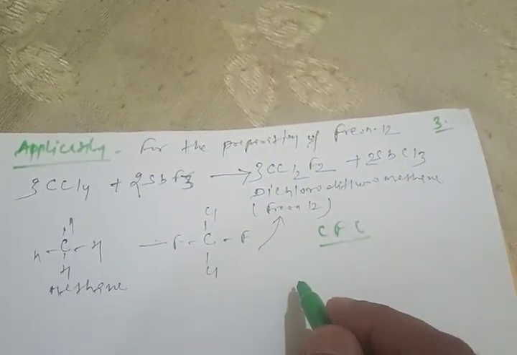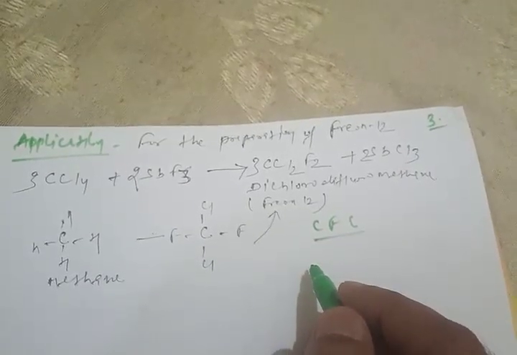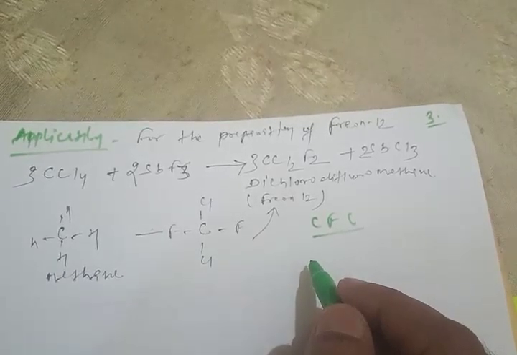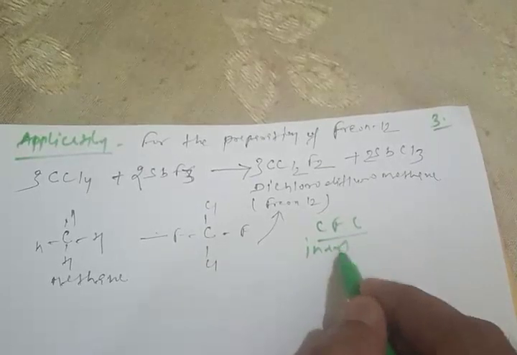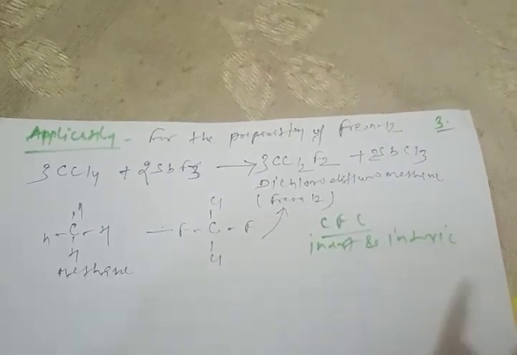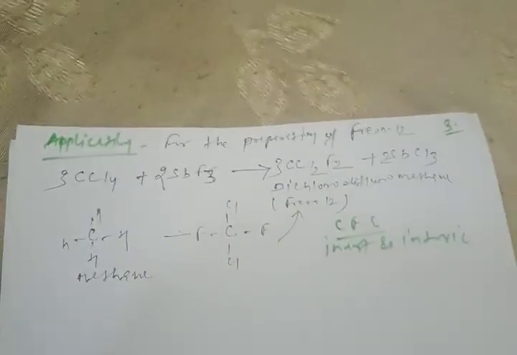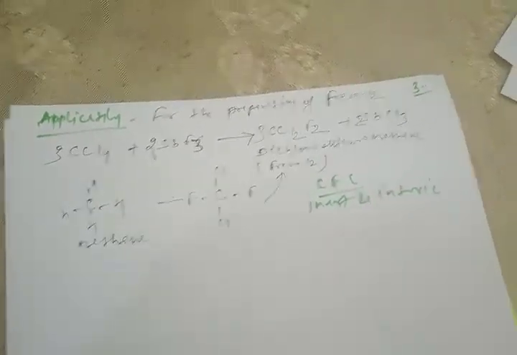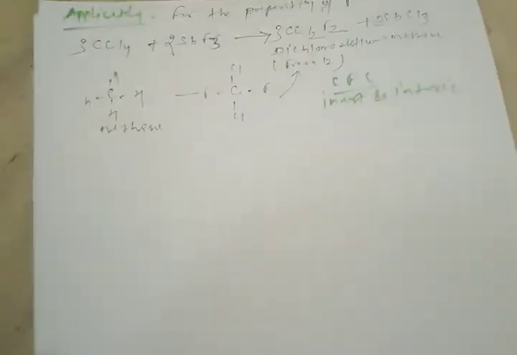Chlorofluorocarbon is very much used because it is inert in nature, an inert gas, so it is used as a refrigerant in air conditioners and refrigerators. Okay, inert in nature, and non-toxic also. So it is used in refrigerators and air conditioners. So this is the application of this method also. You should know what this is.